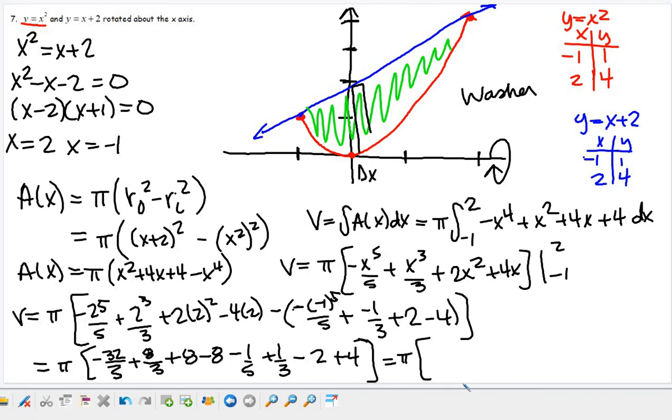So we have pi. So 8 minus 8. So -32 over 5 minus 1 would be -33 over 5. 8 plus 1 would be 9 over 3, which is 3. And I'm going to go ahead and fix that. 3 minus 2 would be 1 plus 4. Did I change the sign again? I did. My bad, guys. I'm randomly changing signs. That should be a plus. That should be a plus.